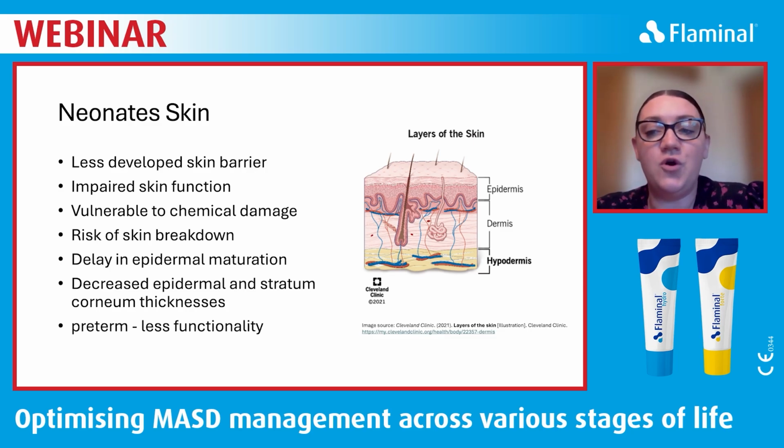When we look at premature babies, our preterm neonates, they're at an even higher risk because it's not until around gestational age of week 34 that we start the completion of epidermal maturation. So during the first weeks of their life, if they are premature, they have an even less developed skin barrier. So it's extremely important that we're evaluating the risk of their skin breakdown by those external forces.